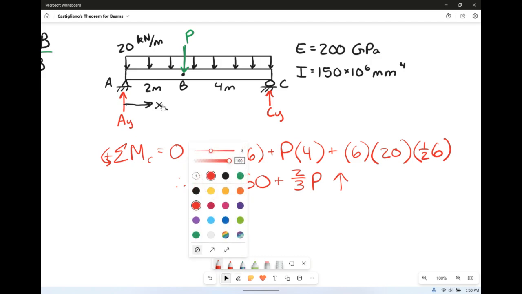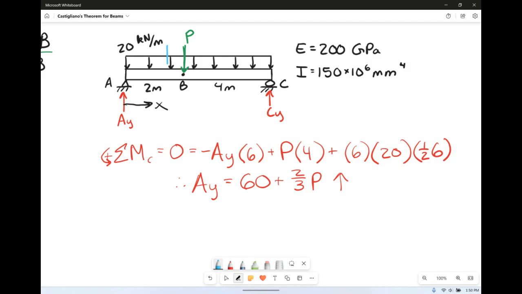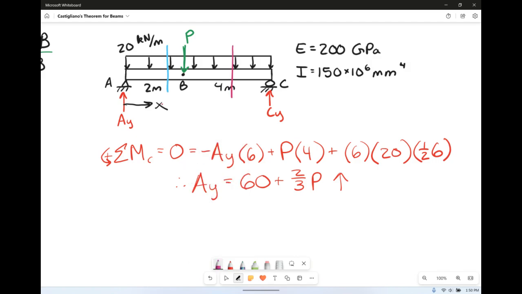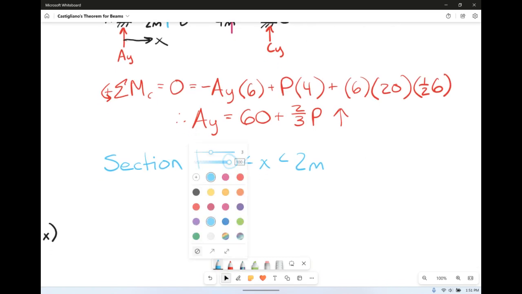So same thing, we're gonna make a cut before the point load of P and after the point load of P. So for section 1, we're going to go from 0 to X to 2 meters. We need to draw us a new little free body diagram here.